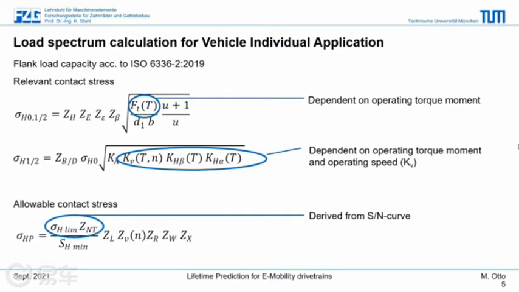And also on the side of the allowable contact stress, we need some input values. We need an allowable stress, which can be derived from the SN curve from the standard. And we need, in this case here, some factor dependent on operating speed, which we will simplify, so this can be looked up in the paper.